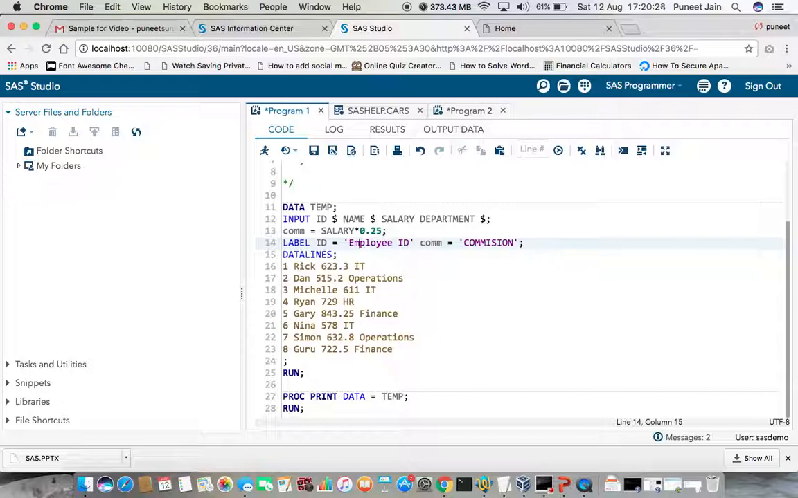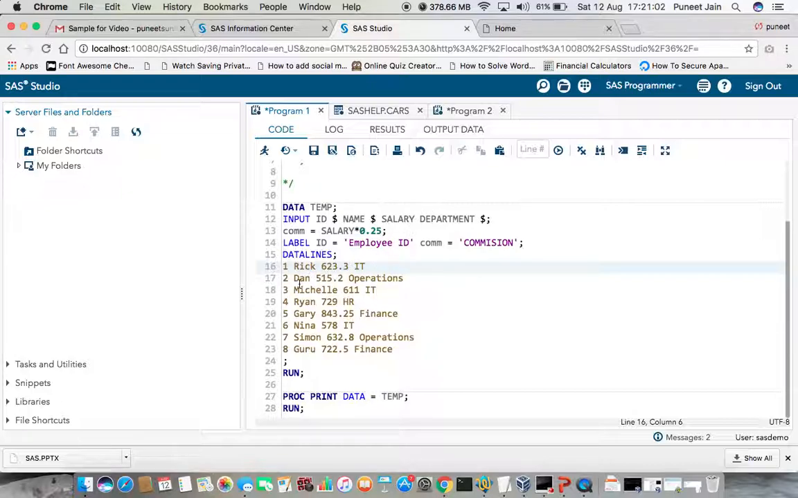So we have put labels against ID, that is employee ID, and COMM means commission, which helps the system to define what COMM means. The system does not understand commission, but for our reference purpose and for the person who's looking at the output, for them we are writing these labels. Now comes the data lines. As I mentioned earlier, after writing data lines and a semicolon, we input the data. Now let's see. ID is 1, name is Rick, salary is 623.3, department is IT.